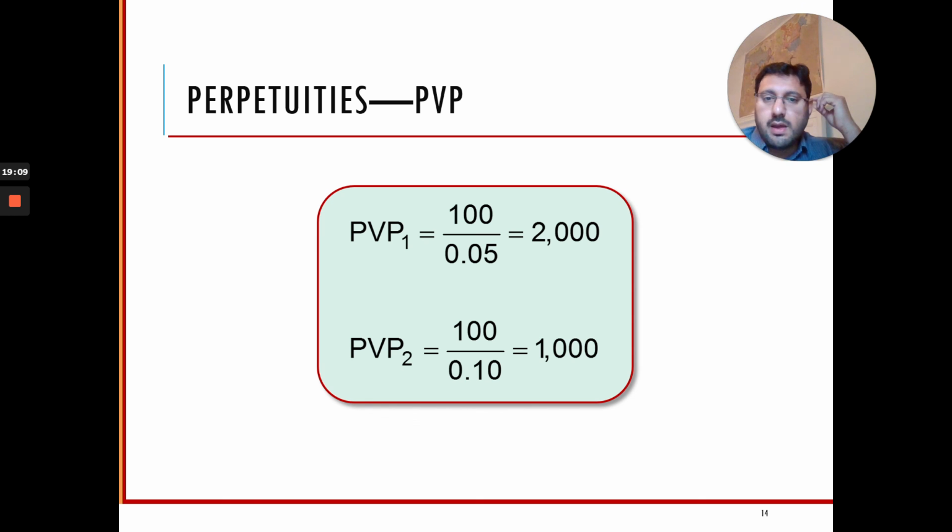In case of the second one, if another person comes and says, okay, we will pay you $100 forever, and the interest rate which we are offering you is 10%. The present value of that perpetuity is 1,000. Now try to understand the relationship over here. Given the constant, equal payments, 100 and 100 over here, if the interest rate increases, the present value will decrease. So from 5% when it increased to 10%, the present value decreased from 2,000 to 1,000. And this is a very important relationship.